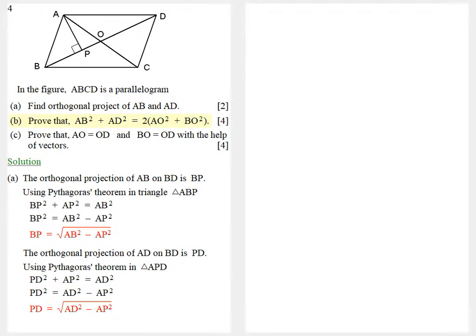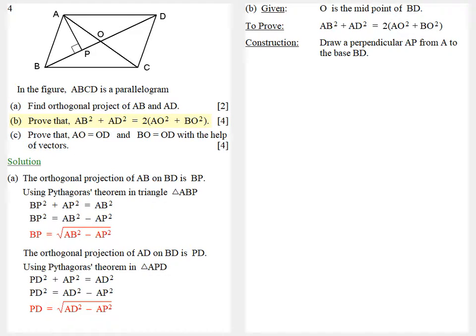Now, in part B, we want to prove that AB squared plus AD squared is equal to 2 into AO squared plus BO squared. That is Apollonius' theorem. Now we know that in a parallelogram, the diagonals bisect each other. So that means we're given that O is the midpoint of BD. We want to prove that AB squared plus AD squared is equal to 2 into AO squared plus BO squared.